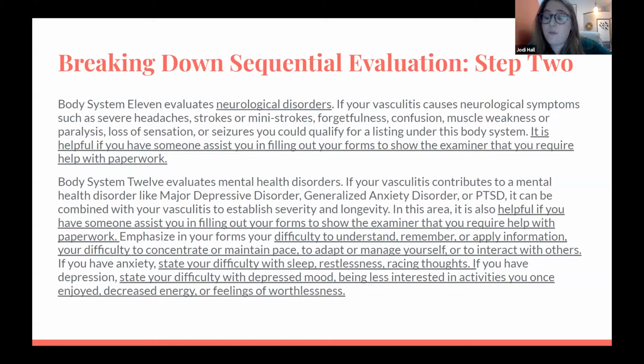Body system 12, like I mentioned before: if you have any kind of mental health disorder that is new since your diagnosis or that's been exacerbated since your diagnosis, absolutely mention this. If you have difficulty understanding, remembering, or applying information, or trouble with sleep, restlessness, racing thoughts, or depressed mood, then that is crucial to your daily life, and the disability examiner should know about it.